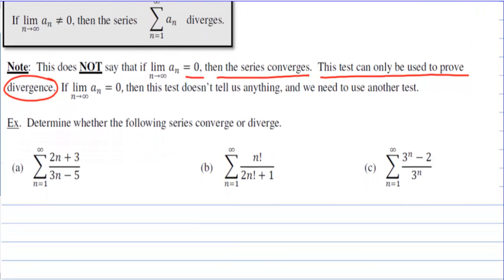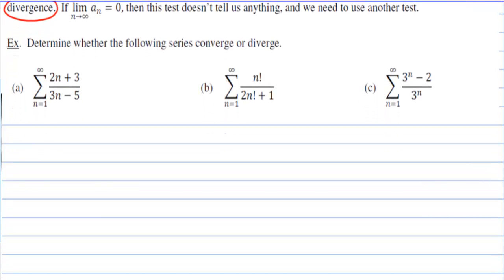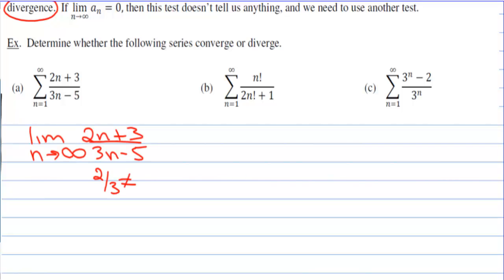Example, determine whether the following series converges or diverges. We take the limit of the nth term. This is the nth term test, which is 2n plus 3 over 3n minus 5. Now the limit as n approaches infinity of this one is 2/3, which does not equal 0, so this diverges.